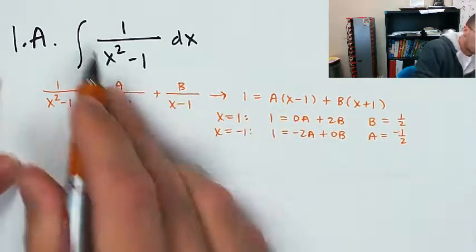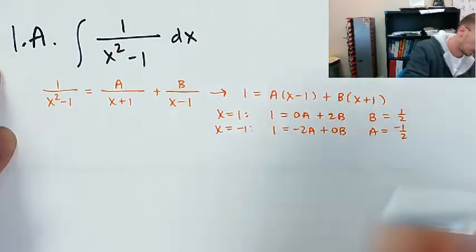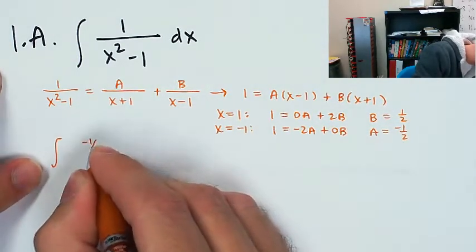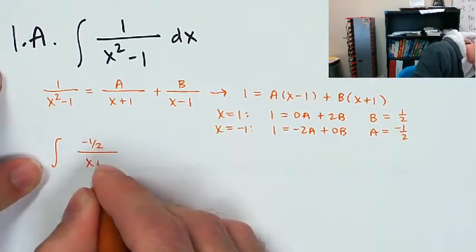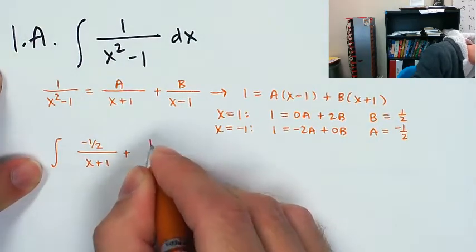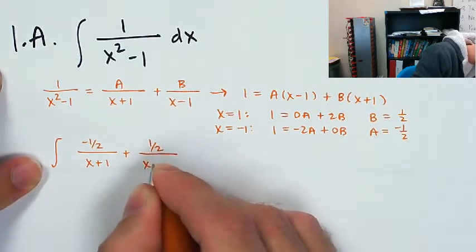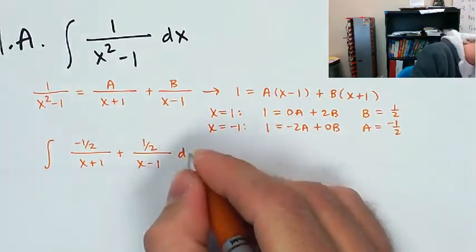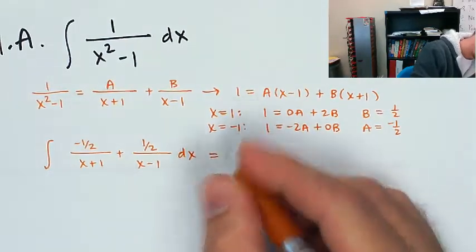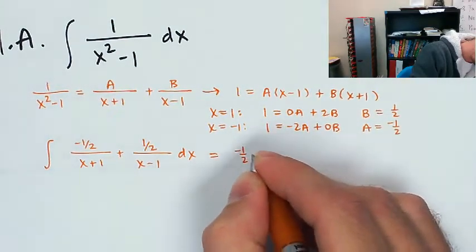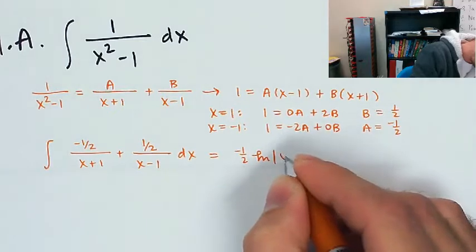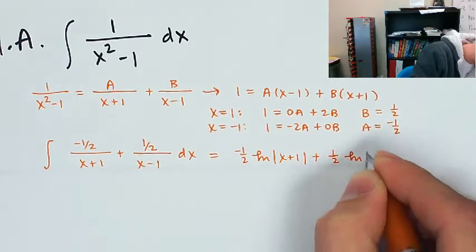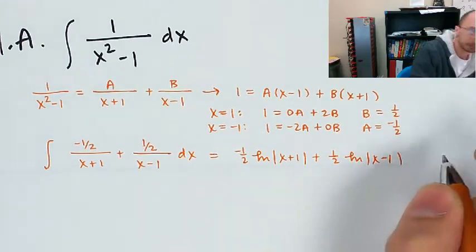Okay. So now what I'm doing here is anti-differentiating. A is negative 1/2 divided by x plus 1, and b is positive 1/2 for x minus 1. That's how we'd set it up in the first place. dx, and that's going to be equal to negative 1/2 of the log of the absolute value of x plus 1, plus 1/2 of the log of the absolute value of x minus 1.